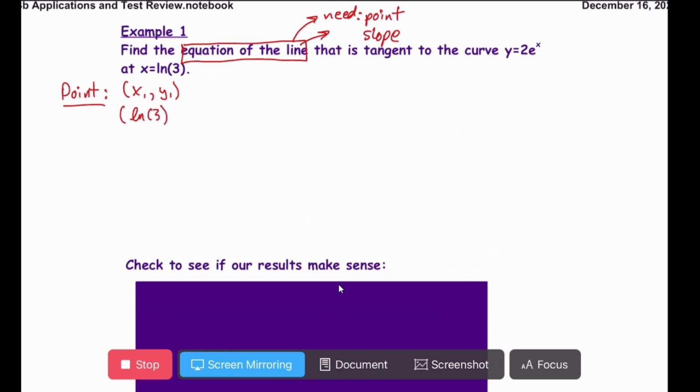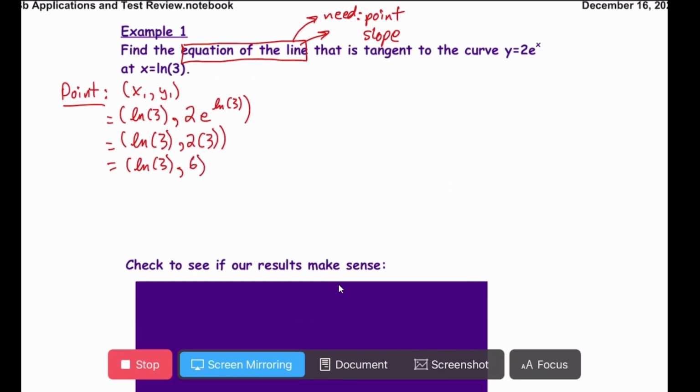And I know how to calculate y. It's given here. So my y value is going to be 2e to the power of x, where my x is ln 3. And well, we know that e to the power of x and ln of whatever are inverses, so they're going to cancel out. So I can rewrite this as 2 times 3, or finally as ln 3, 6.